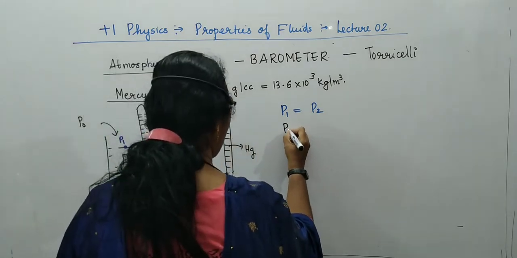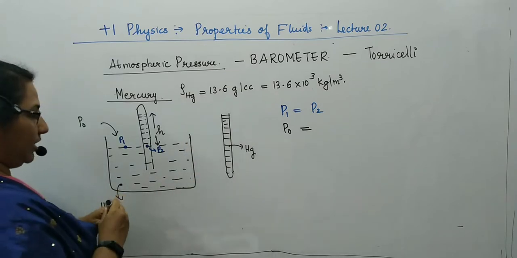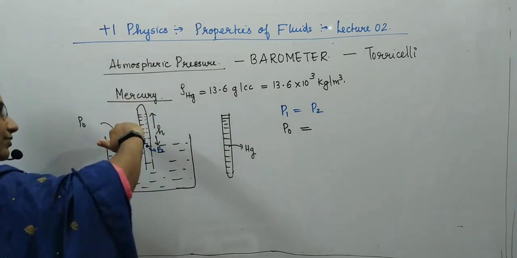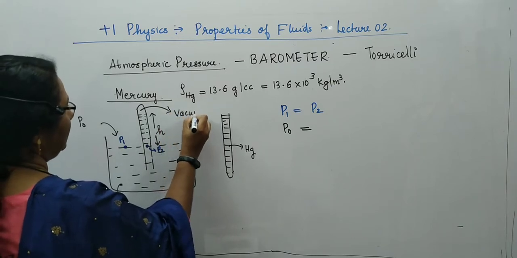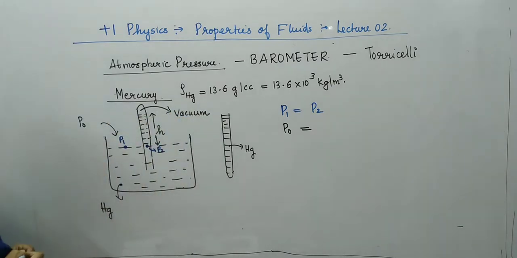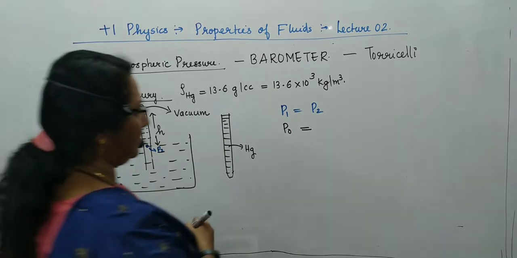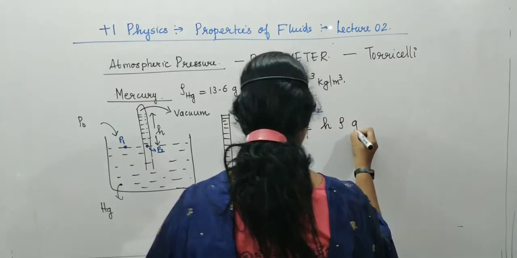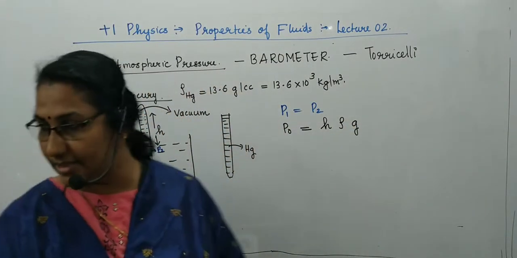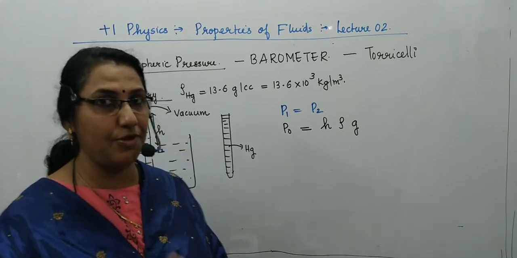So, P0 is equal to, what about it: the tube was completely filled with mercury. And when it is placed inverted here, this becomes vacuum. Does vacuum exert some pressure? No. Now the pressure is purely exerted by h rho g. Clear? The pressure is purely exerted by this column.